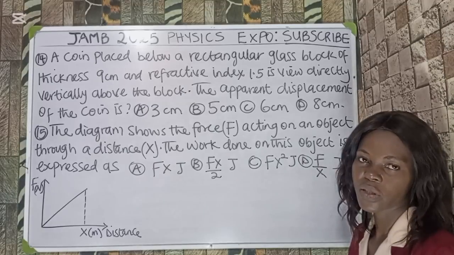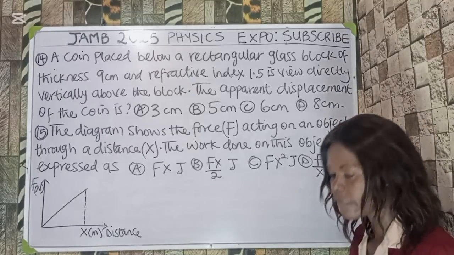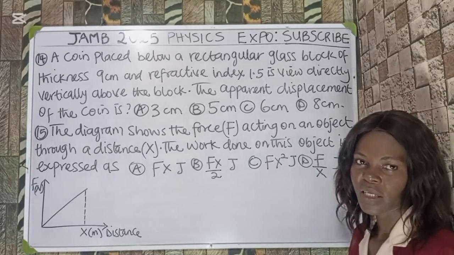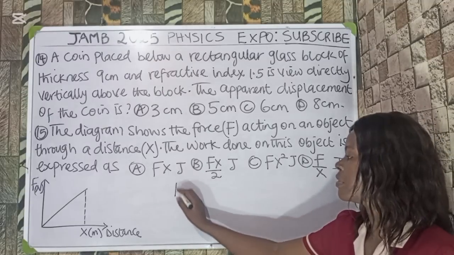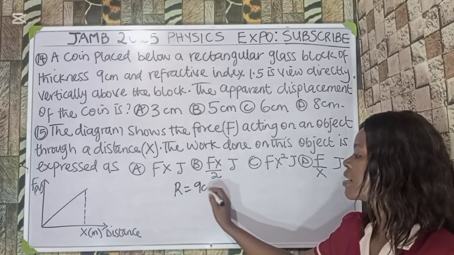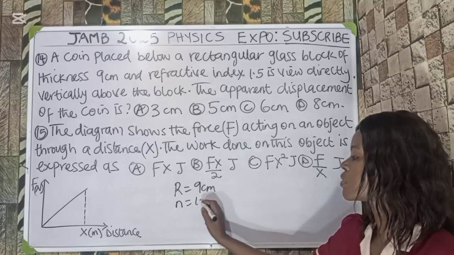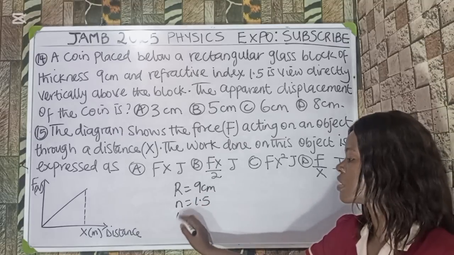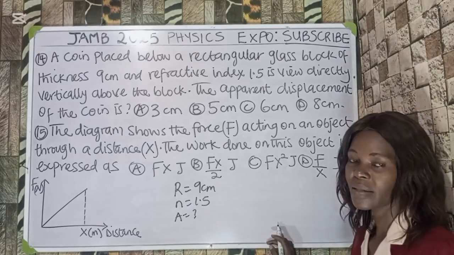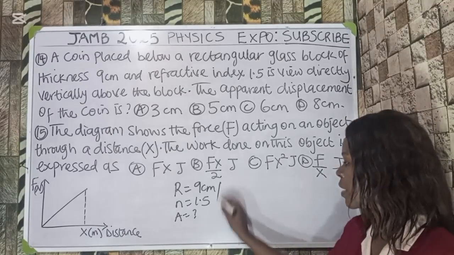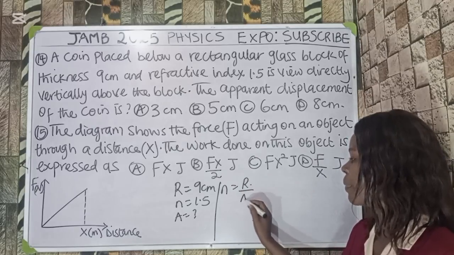Now, looking at this question, this is talking about real depth and apparent depth. So, anytime you are viewing an object directly from above, what you are seeing is the apparent depth. But from the question, we are given the real depth. That is, real depth R is equal to 9 centimeters. Then the refractive index n is equal to 1.5, right? We don't even have the apparent depth, and the apparent depth is what we are going to use to get our apparent displacement. So using the formula, n is equal to real depth over apparent depth.